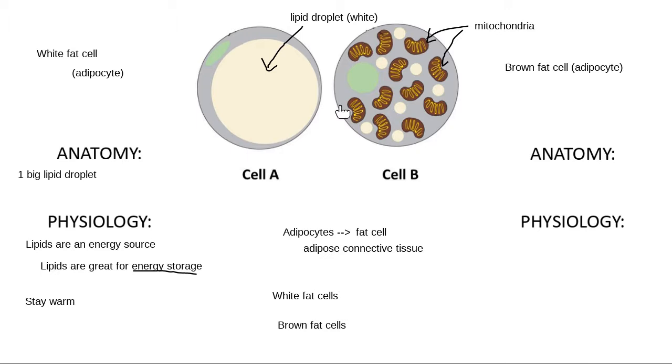When you look at a brown fat cell, you're going to see lots of smaller lipid droplets. See these little small lipid droplets here. The other thing that you see, and the thing that actually makes them brown, are the mitochondria. Lots of mitochondria. So all of these little brown organelles that I see right here are my mitochondria.